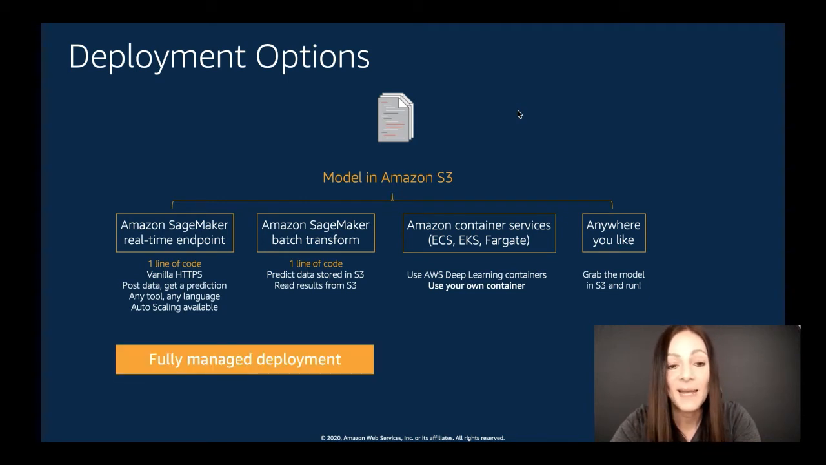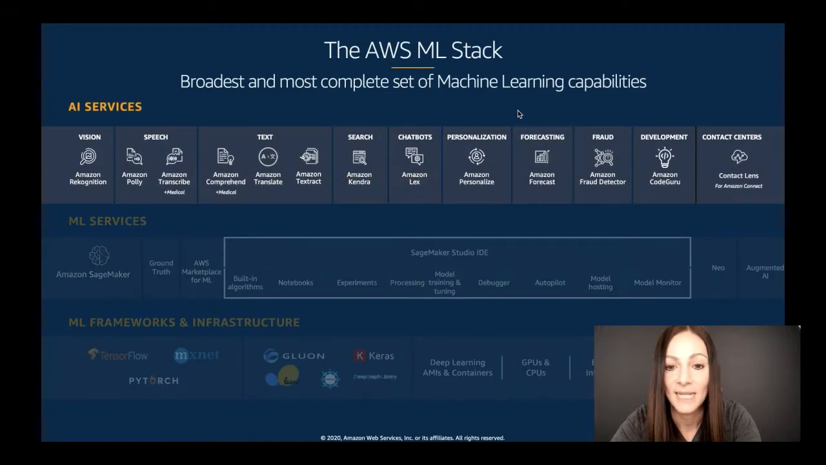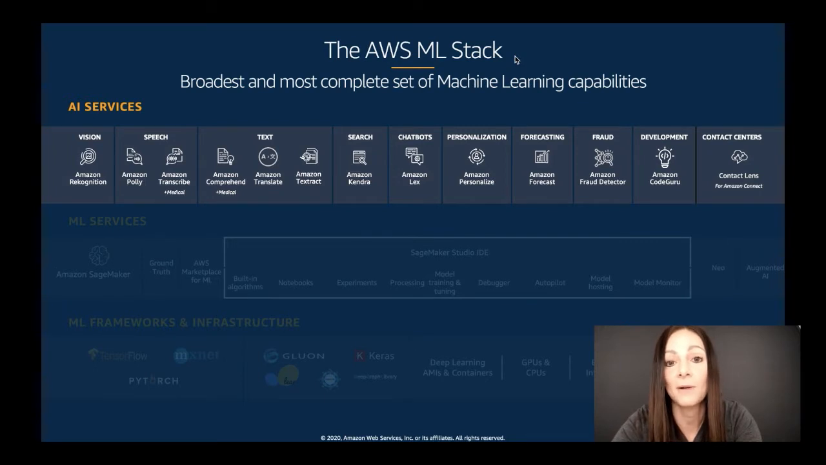The first two options, Amazon SageMaker Real-Time Endpoint and Amazon SageMaker Batch Transform, are fully managed deployment options built in with SageMaker. Now let's move to the top layer in our ML stack, which are the AI services. As you can see here, AWS has a variety of ready-to-use AI services. Here, you don't necessarily have to have much experience with AI and machine learning. You can just use any of those services and build your use case.